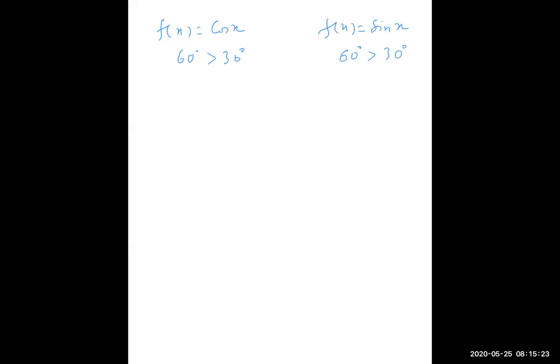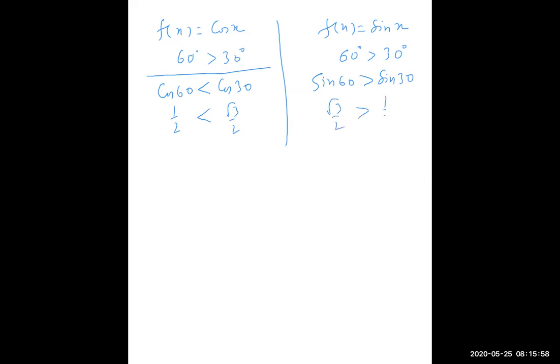Yes. Now if I take cos 60 and cos 30, tell me what is cos 60? 1 upon 2, and cos 30 is under root 3 upon 2. So cos 60 becomes less than cos 30. Here, if I take sin 60, it is more than sin 30. Why? Sin 60 is under root 3 upon 2, which is more than 1 upon 2.